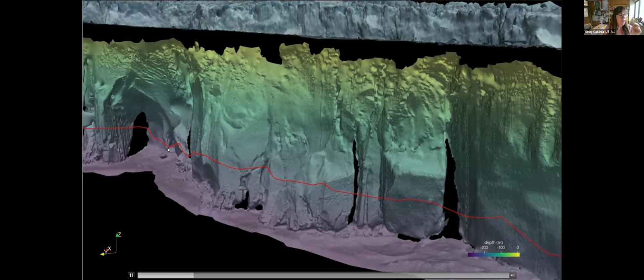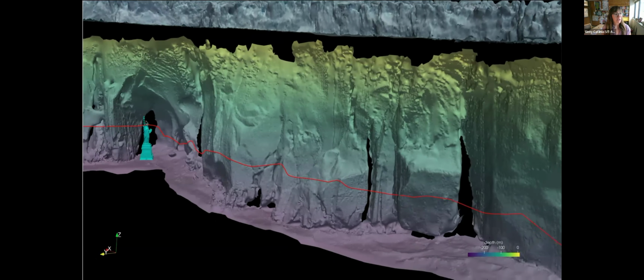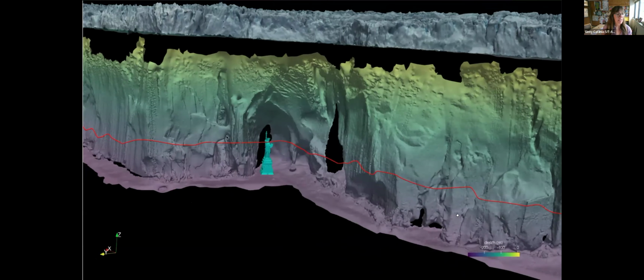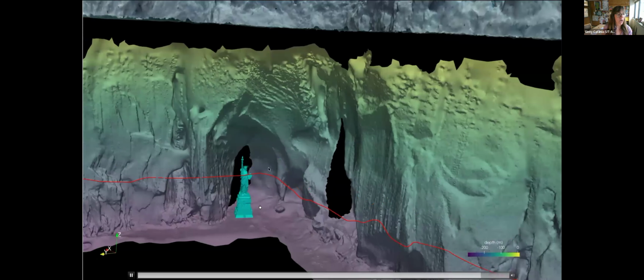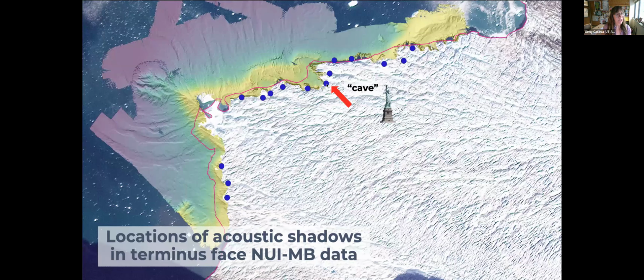And so to focus on this outlet, we call it the cave because it looks like a cave. And for scale, I put the Statue of Liberty, sorry, it's American focus. It's about 150 meters tall and about 150 meters wide. It's a very smooth surface and deeply, deeply undercut in this region. And so we think this cave is located here.